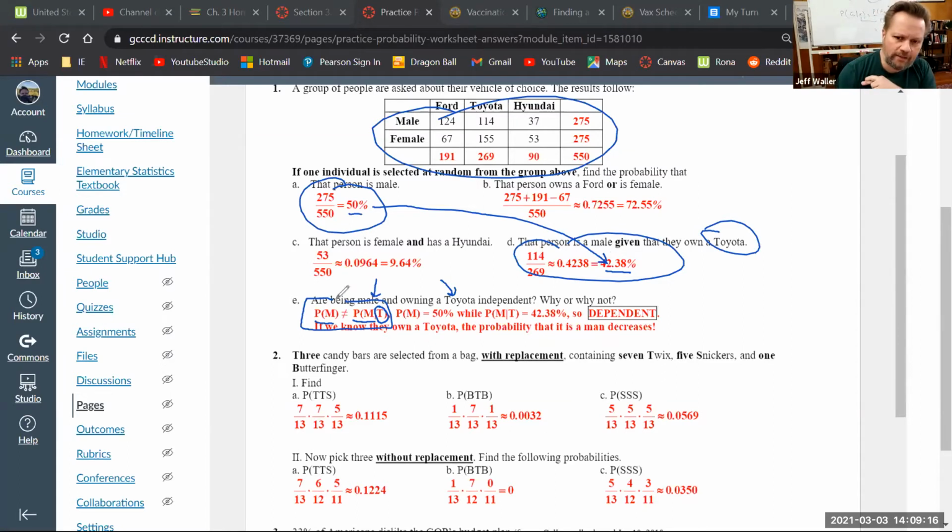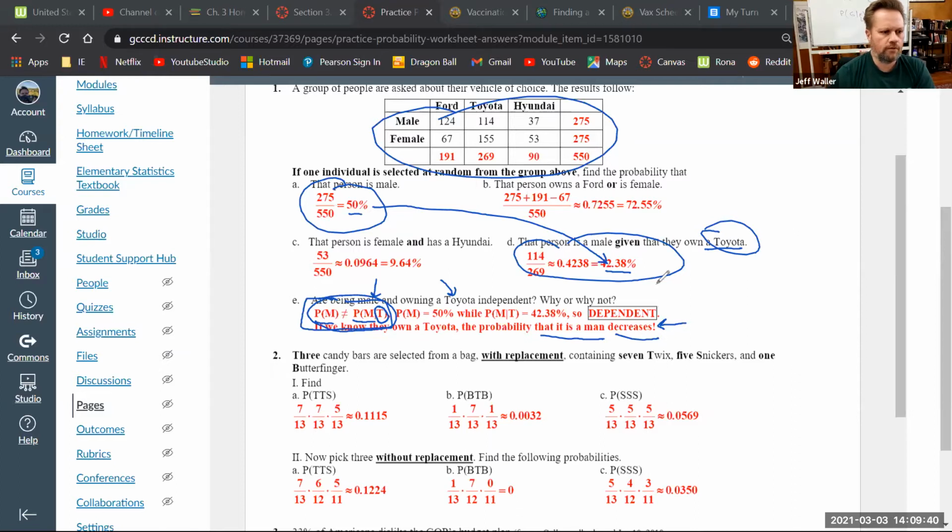That's why the given is the thing I have to check. If I know this thing happened, does it change the probability of the first thing? In this case, yes. And this sentence I wrote is just making it really clear. If I know they own a Toyota, the probability it's a dude went down.